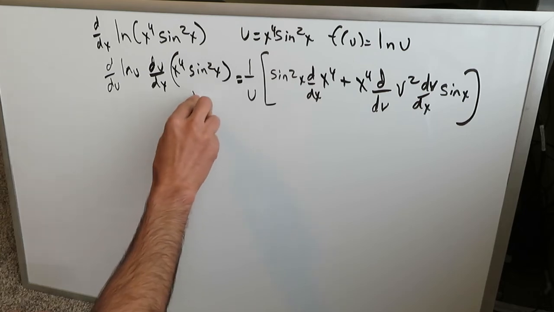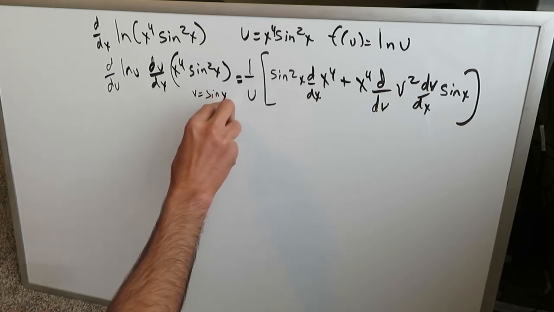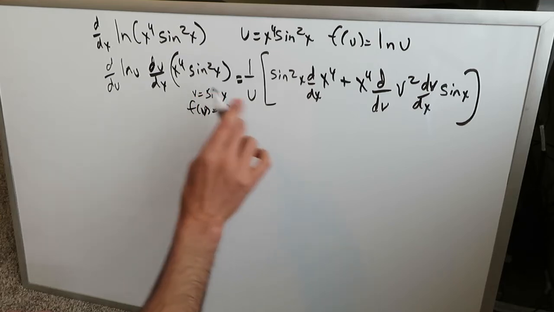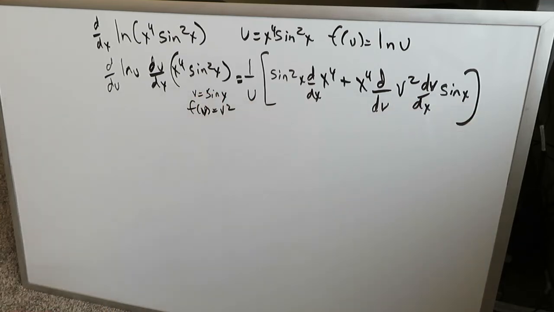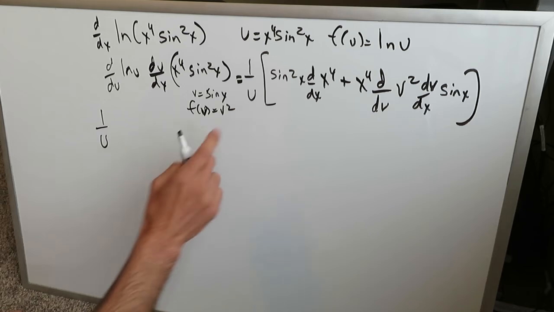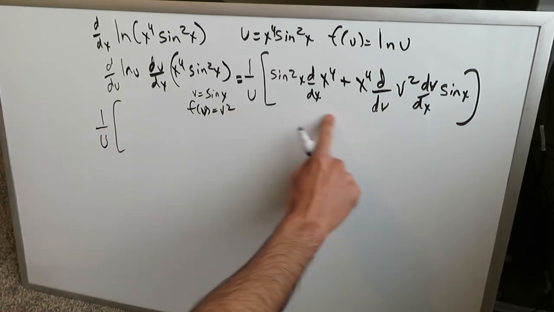And we did v was equal to sine x. Then f of v was equal to v square. So you'll see that right over here, v square, and then dv with dx is sine x. A little complicated, but not unnecessarily hard. 1 over u, and let's do this entire parentheses part.